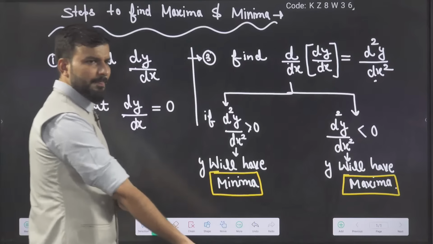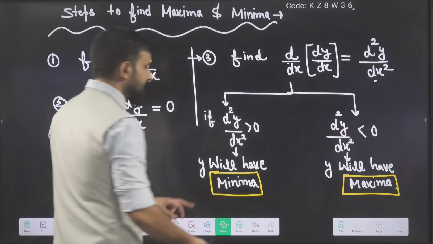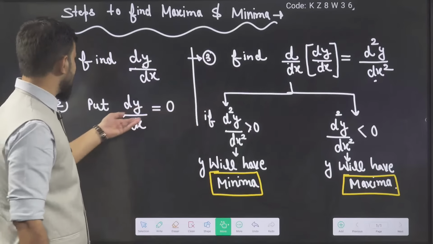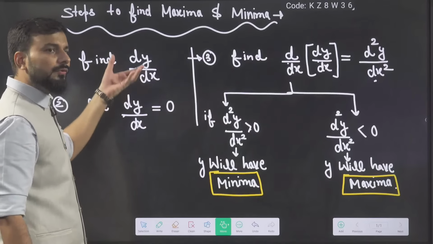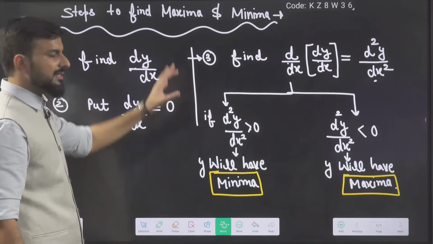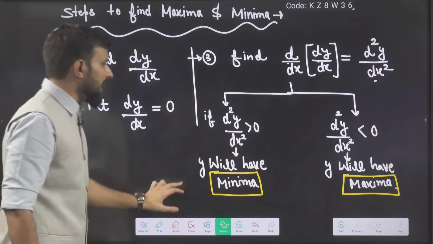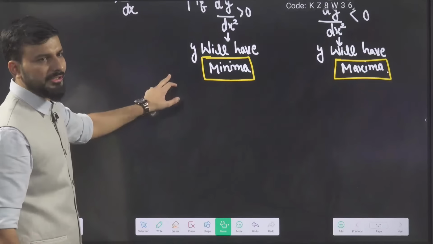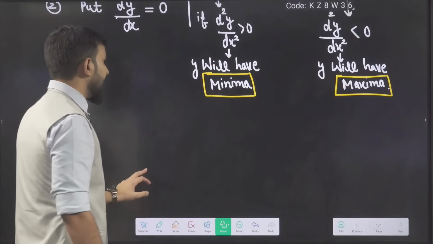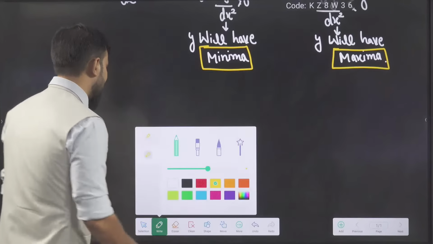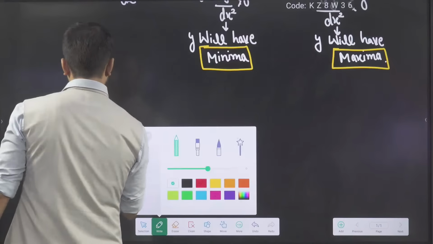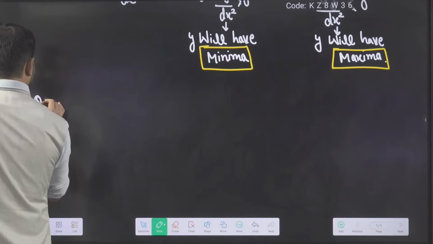Second step, we'll understand with the help of a question. Yesterday I already taught you this, again I have repeated. Now let's start doing the question based on it. Then you will understand what actually is happening to find the maxima and minima.